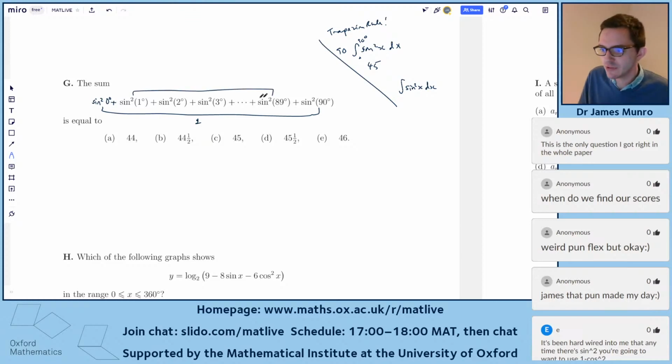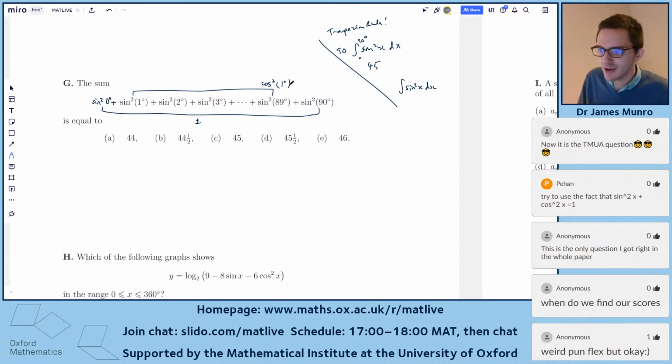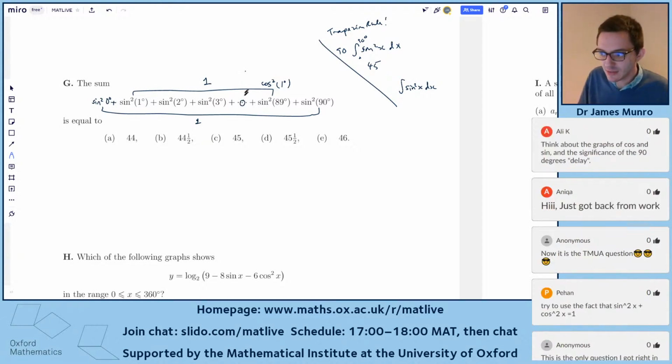These ones, sine squared 1 and sine squared 89. Sine squared 89 is cos squared of 1 degree, because cos of 90 minus x is sine of x. So these things add up to 1 as well, and they keep going, except don't forget that right in the middle there is a sine squared of 45 degrees.